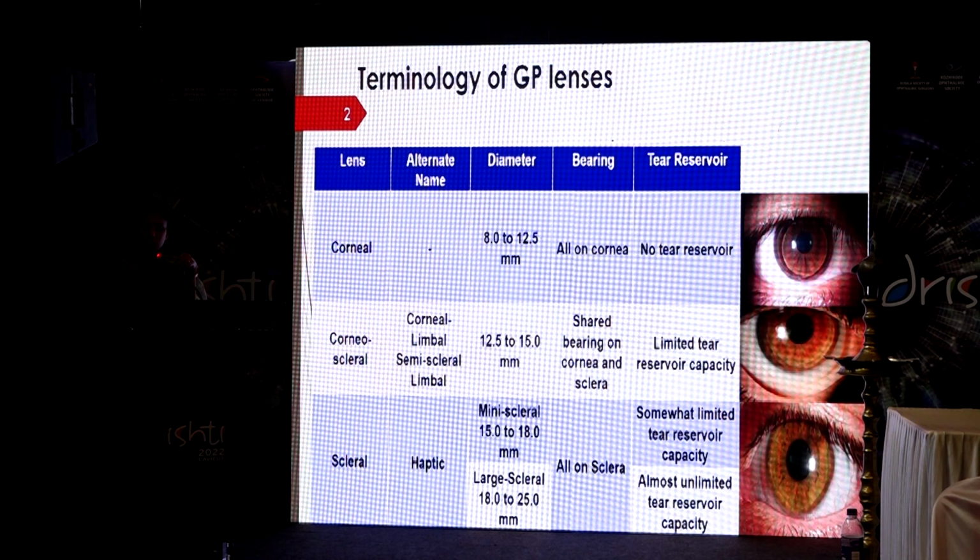Now you notice that under the corneoscleral lens also I mentioned 15 mm dia. It could be a 15 mm corneoscleral lens, and you can have a mini scleral lens which is 15 mm dia. The difference between the two is not the size by which you classify, it is the design by which you classify. A corneoscleral lens will have a shared bearing between cornea and sclera, whereas a mini scleral lens of 15 mm will have all its bearing on the sclera. So you need to be very clear about the terminologies of gas permeable lenses before I move further in my talk.